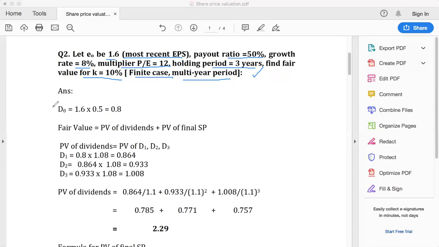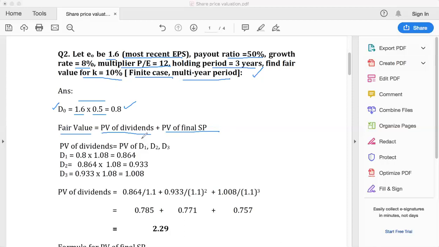So what we have been given here, the most recent dividend was 1.6 multiplied by the payout ratio of 0.5. Right? EPS multiplied by the payout ratio. So we got rupees 0.8 as the last dividend. Now, again, the basic concept remains same. The fair value of the stock today should be equal to the present value of the dividends plus the present value of the final selling price of this stock.